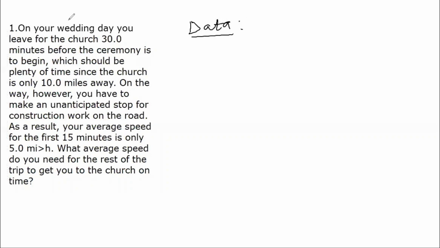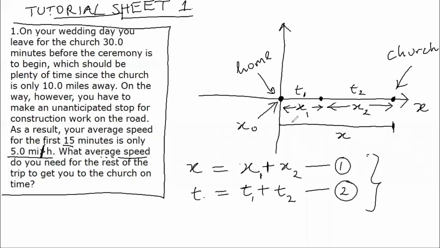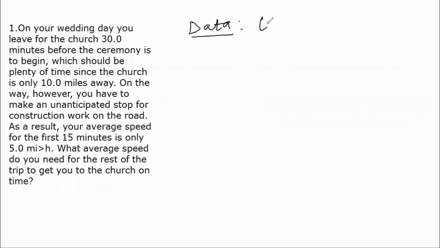So I read the question again. On your wedding day, you leave for the church 30 minutes before the ceremony. So it means that you have 30 minutes for you to reach the church so that you attend that service. So if you go back to this, it means that this T, the total time, we have already established that it is 30 minutes. So that will be part of my data. So I say that the total time is basically 30 minutes.